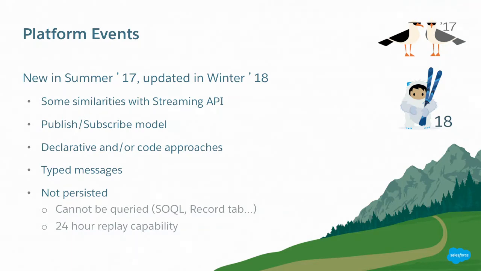And then one thing that is important, be it the Streaming API or the Platform Events, all of these things are never persisted. There's something called a replay window, so it means you can replay an event that happened in the past, but it's only for 24 hours. It's no longer than 24 hours.